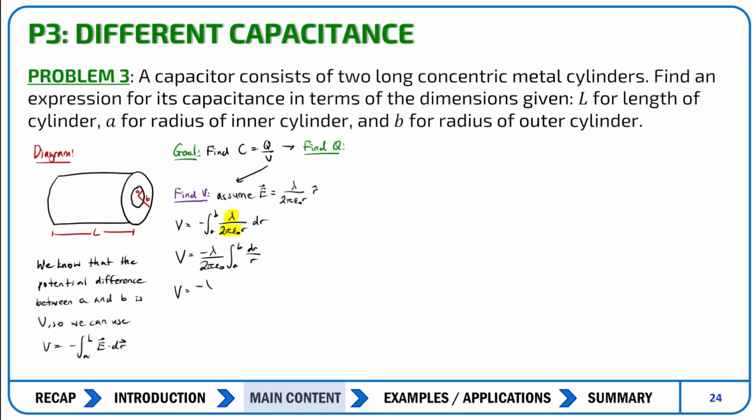So now we have negative lambda over 2 pi epsilon naught ln of b over a. But because of the negative here, actually, let's just keep it like this because it'll be simpler afterwards. Okay, so we have V, but we're not done yet. This is for the inner cylinder. What about the outer one?